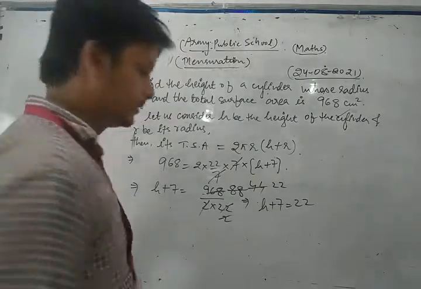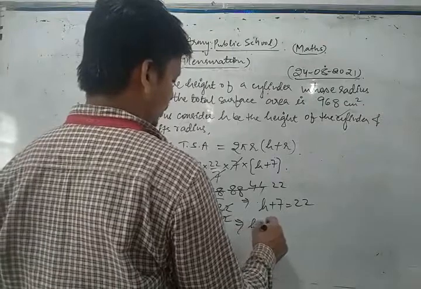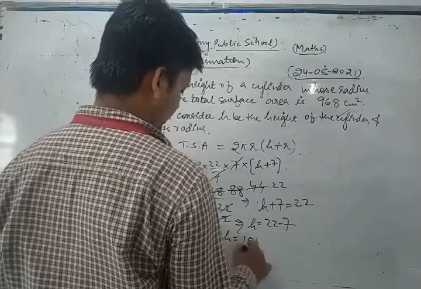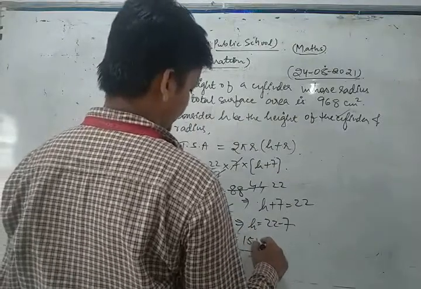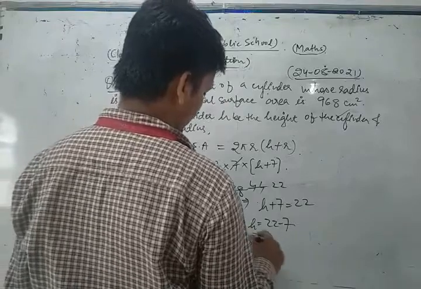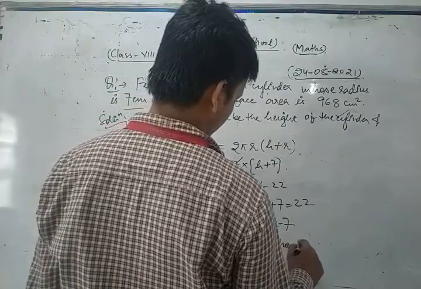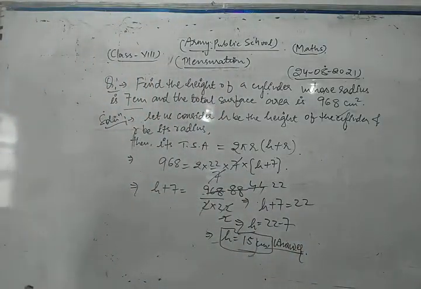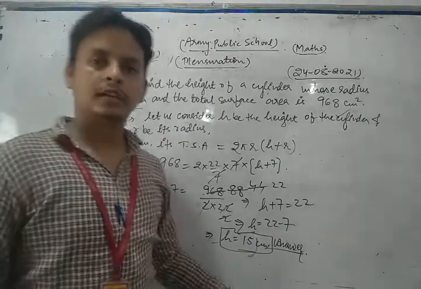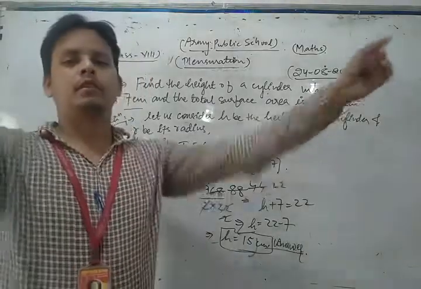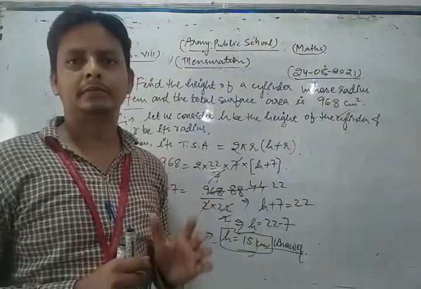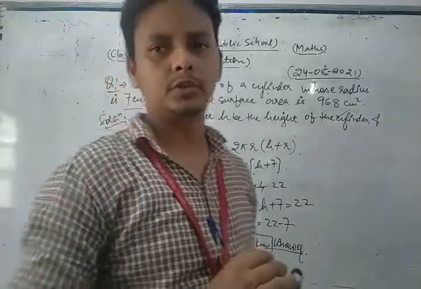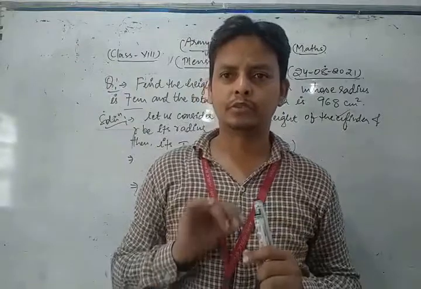Now the value of h is 22 minus 7, that is 15 centimeter. Thus in this way we can say that the height of the cylinder is 15 centimeter. This is a very important question of your syllabus.